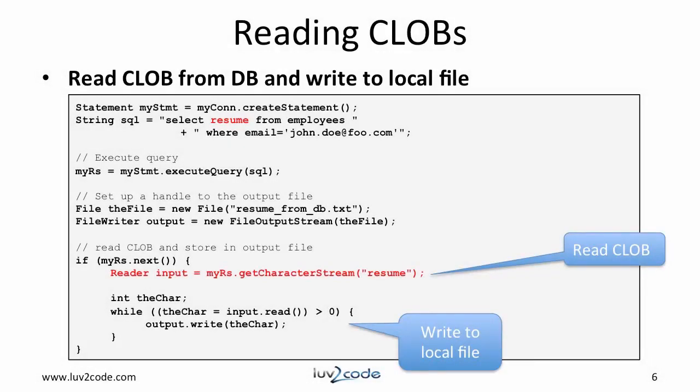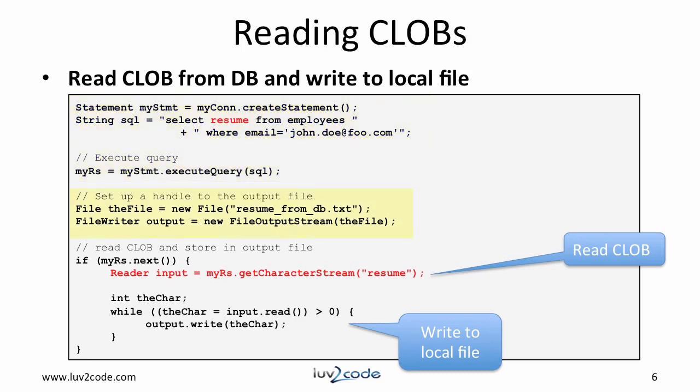Okay, so what we're going to do in this example is read a CLOB from a database column and write it to a local file. In the code snippet, we have the SQL select resume from employees where email equals johndoe@foo.com. Then on the next line, we'll actually execute that query. It'll give us back a result set.